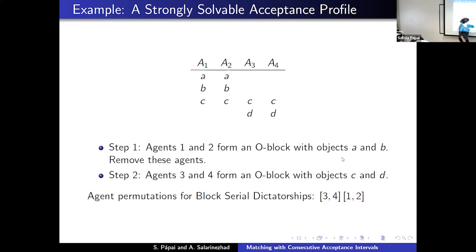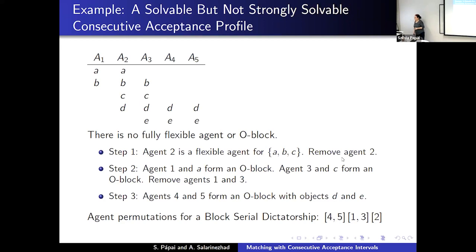So basically here, we will have 4, 3, 2, 1, and so on. That's one. And these can give different matchings. Okay. So that's strongly solvable. And then another example is solvable, but not strongly solvable. And again, consecutive acceptance profile, just to demonstrate that this exists.